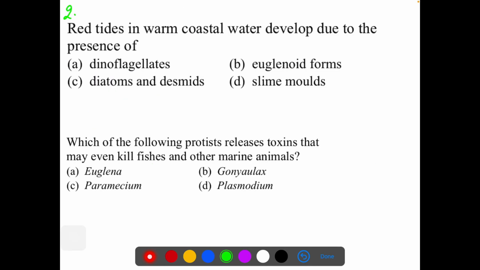Next question. Red tides in warm coastal water develop due to the presence of. They develop due to the presence of red tide.